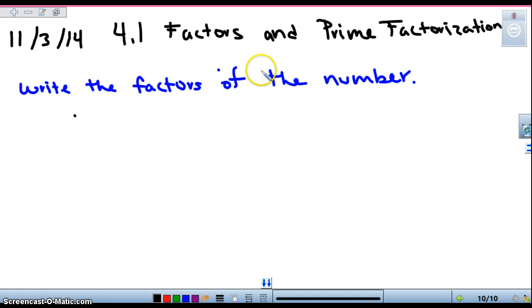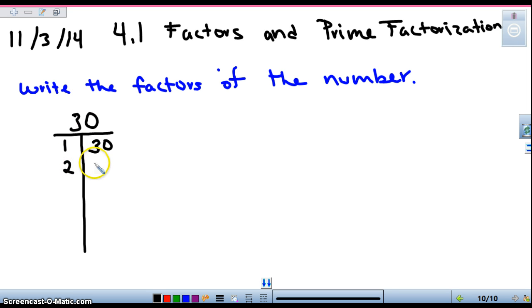Today we're talking about factors and prime factorization. Write the factors of the following numbers. Well, we need to find the factors of the number 30. You can start with a T-chart and say the first factor of 30 would be 1. 1 times what is 30? 30.